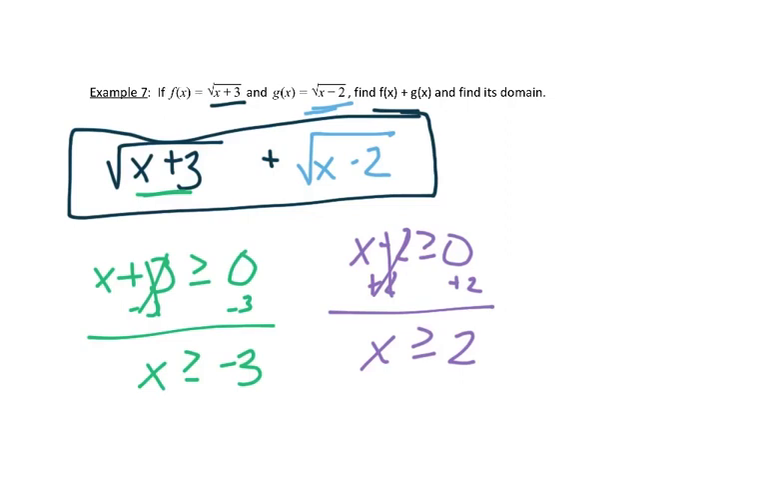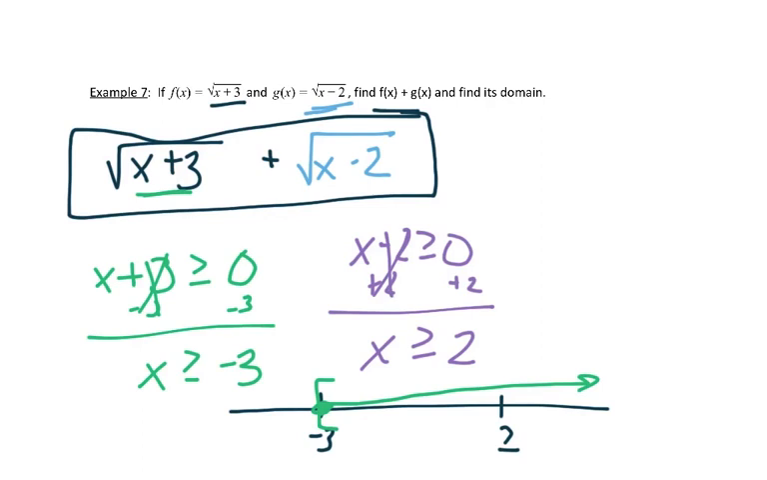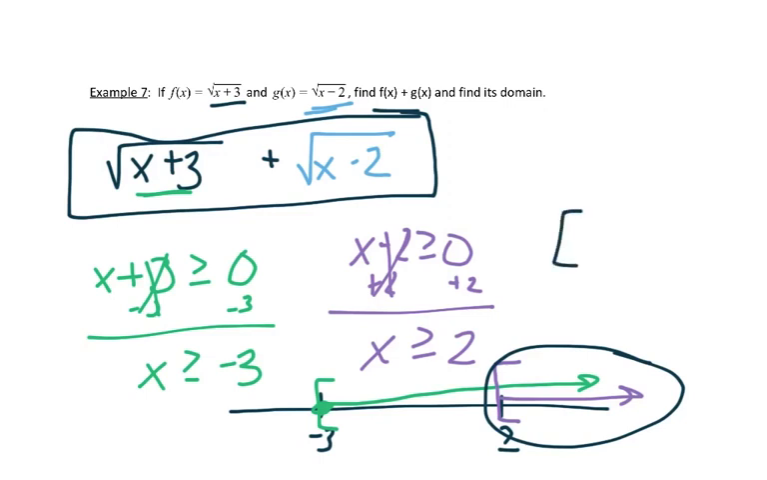So if you think about that on a number line, we'd have negative 3 here and 2 here. The green is telling us that we would have a bracket here and then going to the right. But the purple part is telling us we would have a bracket here and then going to the right. So the domain for this problem is only where those two graphs overlap, only where we have both green and purple, which would be right here. So we would just write for our domain 2 to infinity.